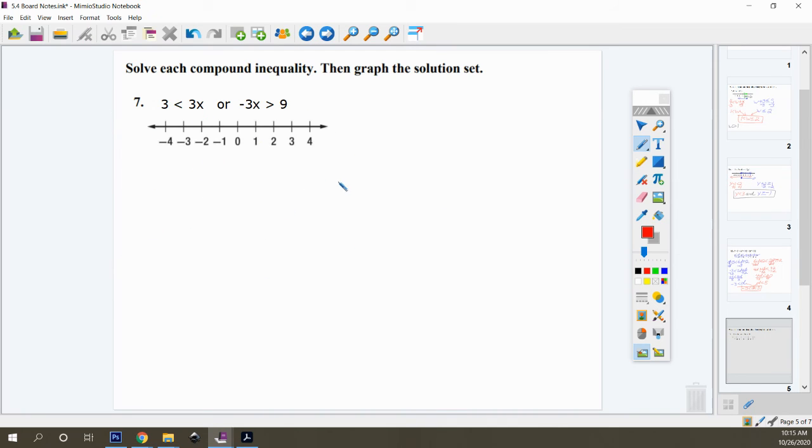So what if it's an or? Well, if it's an or, it has to be written as an or, and you actually solve it exactly the same way. So I'm going to solve this one completely separate from this one.